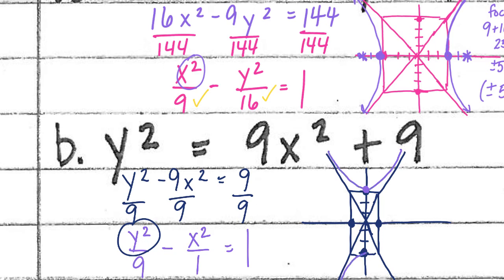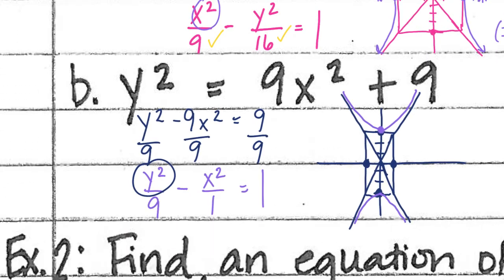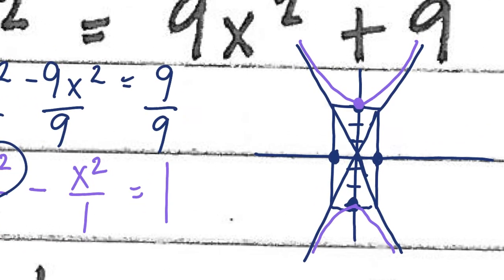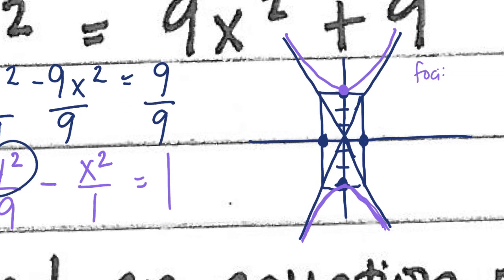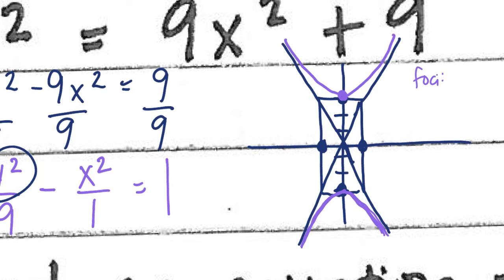And notice that this time it's graphed on the y. So there we go. We have our hyperbola graphed. We have one on the top, one on the bottom because the y came first. And to find the foci, I'm going to take those bottom numbers. I have a 9, and I think it was a 9. Yep, I have a 9 and a 1. I'm going to add those together.